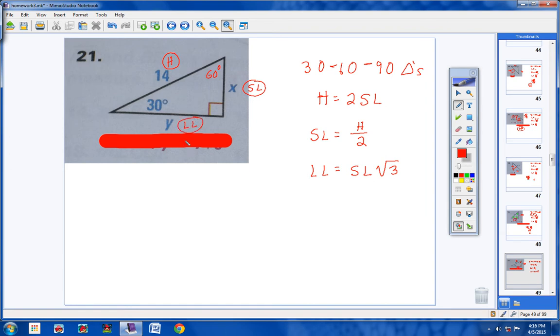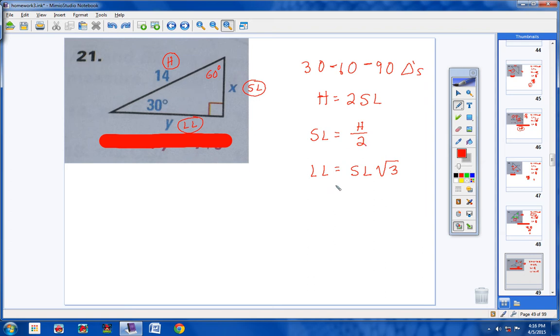Let's go over that again. You go to your smallest angle, which will be 30. Go straight across. That side will be your shorter leg, always. Then go to your 90-degree angle. Go straight across. That side will be your hypotenuse, always. And the other side is your longer leg. So here we go. They've given us the hypotenuse.